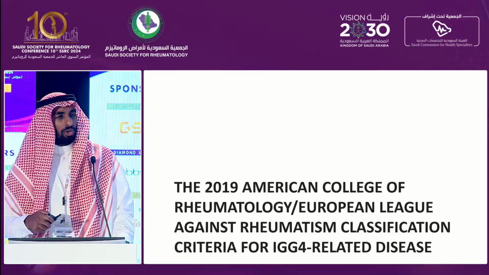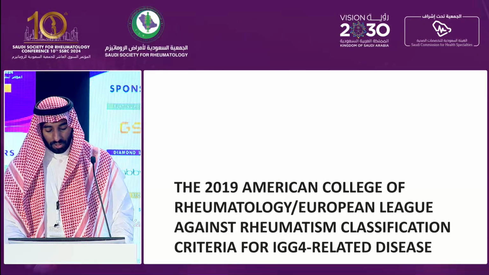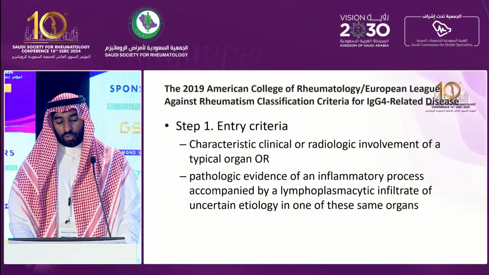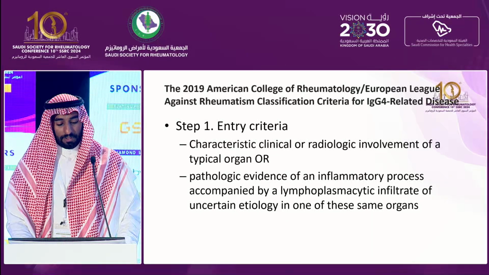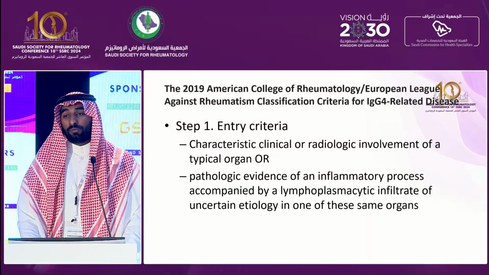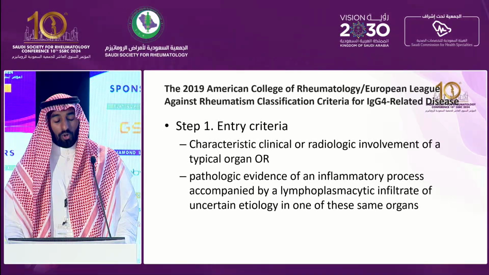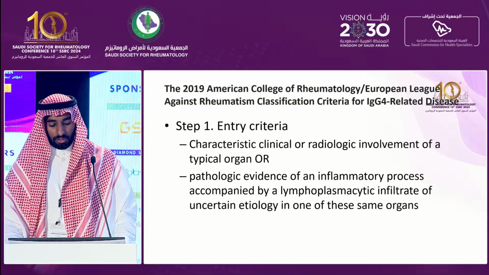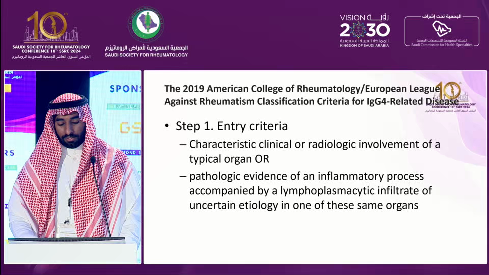So we'll go over the ACR/EULAR criteria for IgG4-related disease. We have an entry criterion, where we have a characteristic clinical or radiological involvement of a typical organ that we mentioned in the beginning, or a pathological evidence of lymphoplasmacytic infiltrate of uncertain etiology.